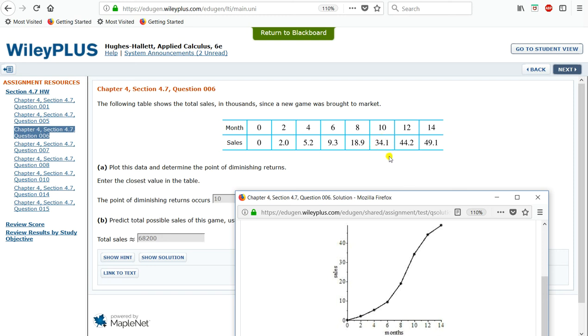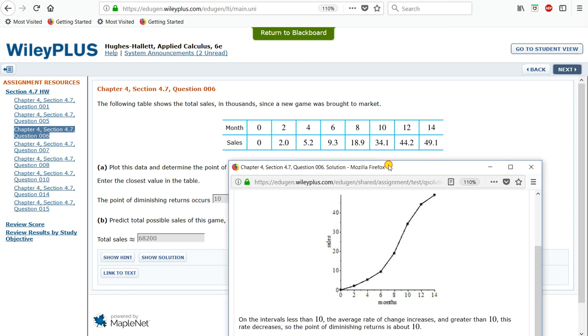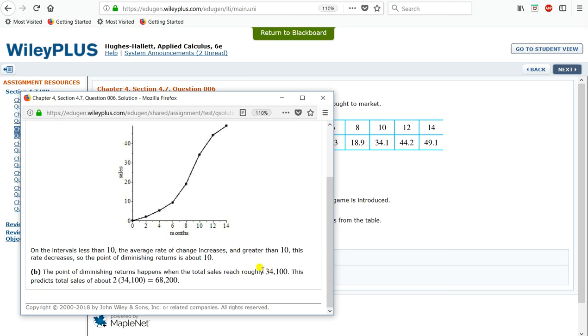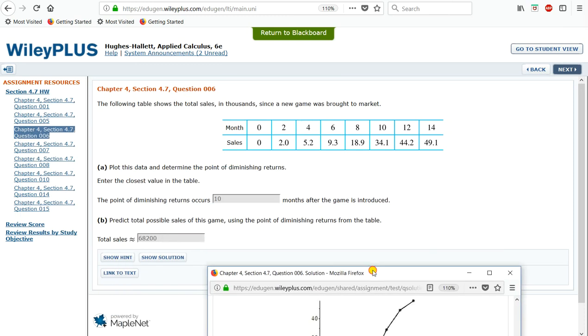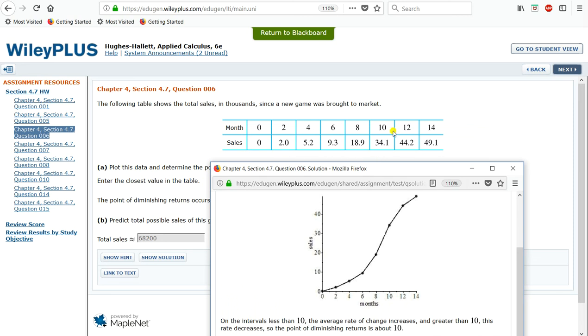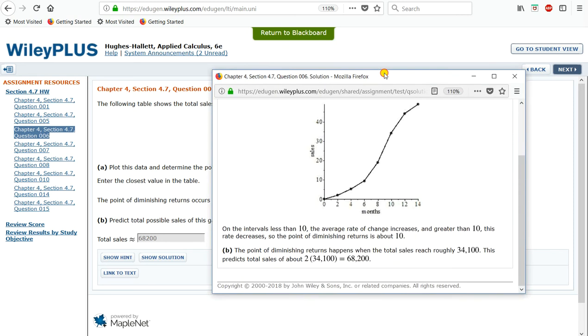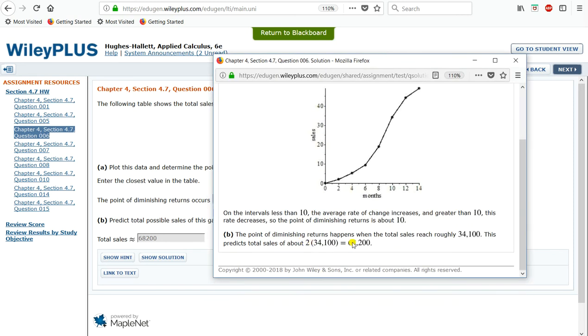So we are starting to decrease from this point and after this. We are reaching the max growth value around 34.1, but this is in thousands, so it should be 34,100. And we know that this is halfway, so you have to multiply by 2 in order to get the total sales.